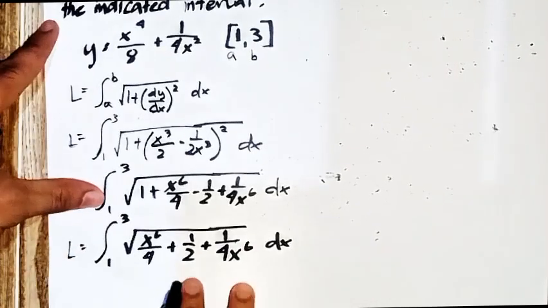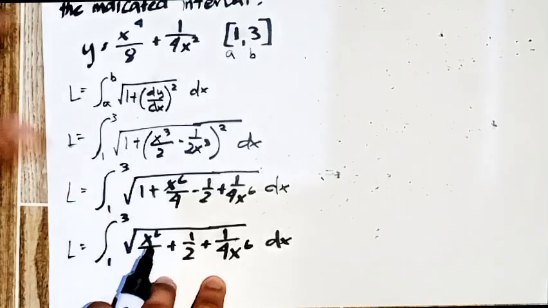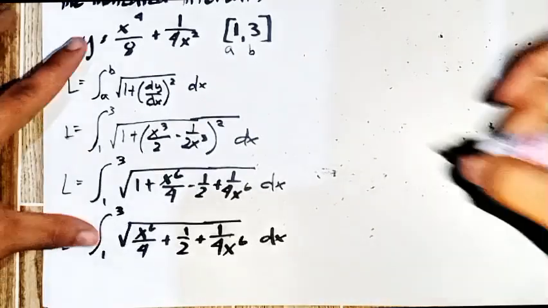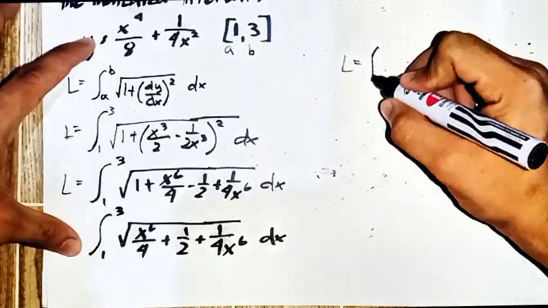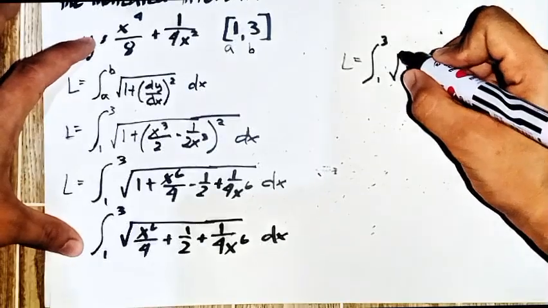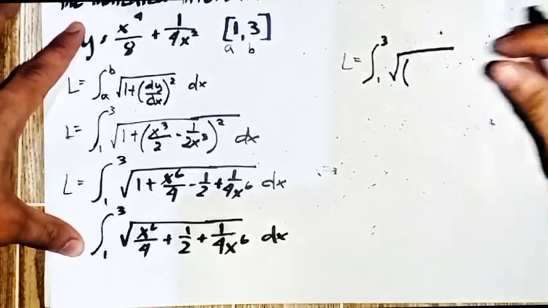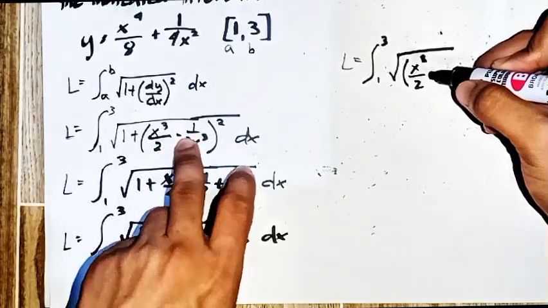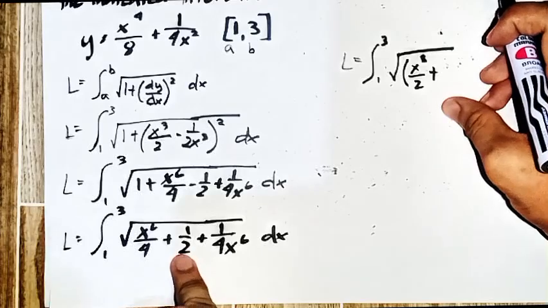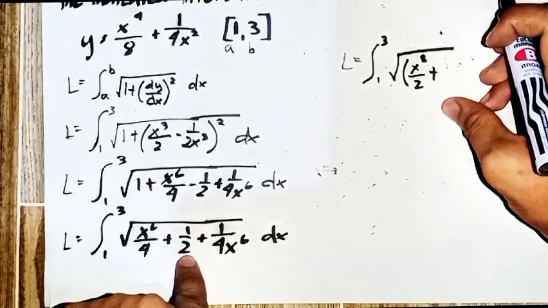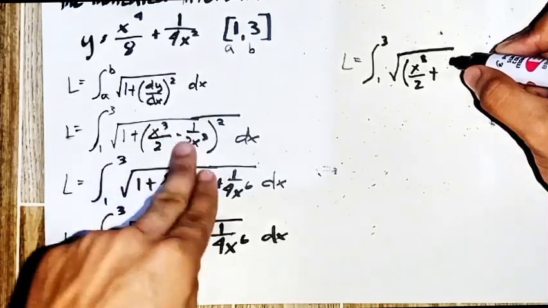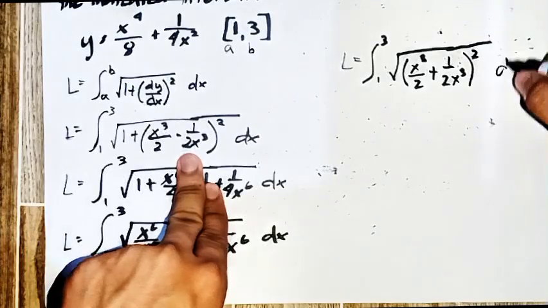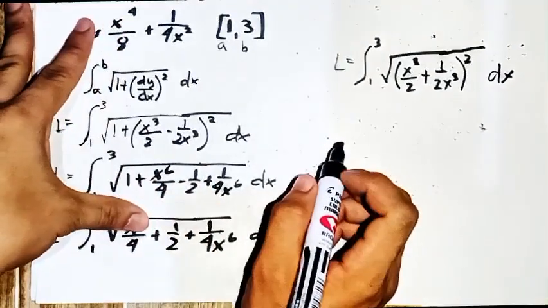As you can see, we can factor this one, and if we are going to factor this one, it is the same as L is equal to the integral from 1 to 3. If we're going to factor that one, we'll go back to our x cubed over 2. But this time, it is positive, because it becomes positive 1 half here. Negative 1 half squared becomes positive 1 half, so it becomes positive here as well. And 1 over 2x cubed, squared. Don't forget the dx.